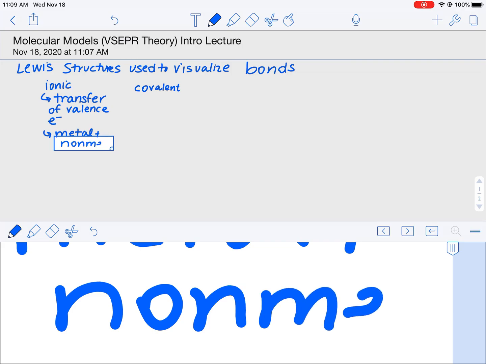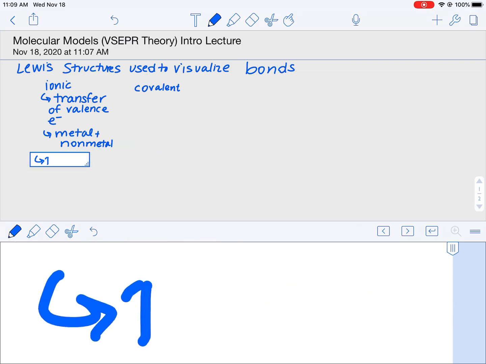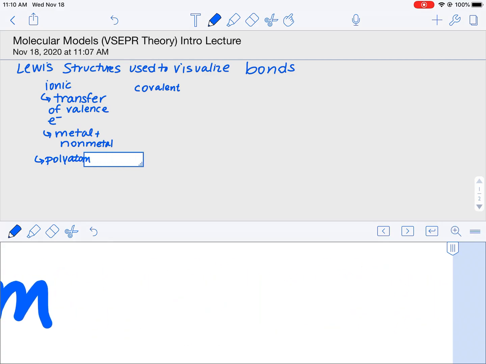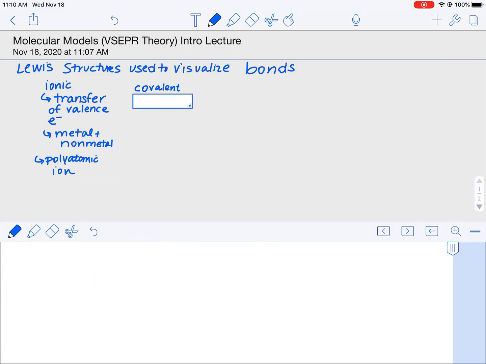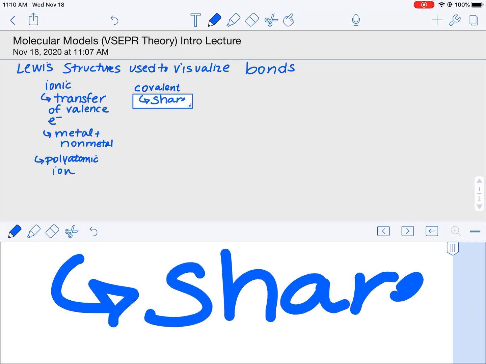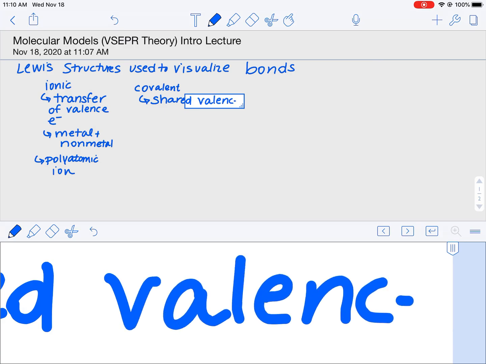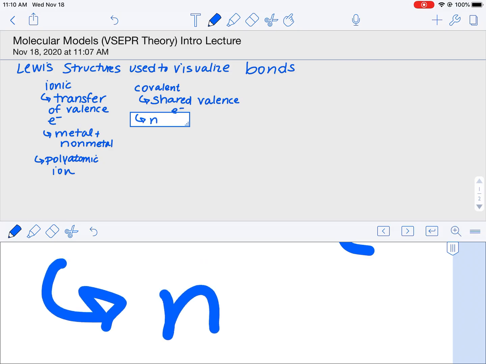However, we may also have the presence of a polyatomic ion. Polyatomic meaning more than one atom collectively having a charge, because that's what an ion is. In the Lewis structure for a covalent, we're showing shared valence electrons, and that is occurring between nonmetals.